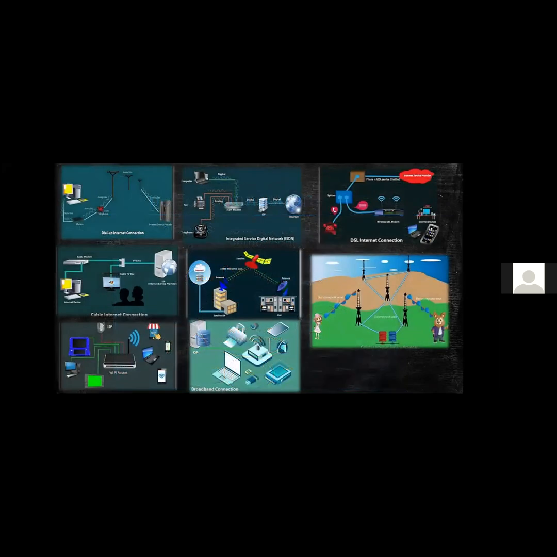Here you can see the images. The first one is the dial-up internet connection, where the service provider provides the data through a wired network which comes to a telephone line, which then goes to a modem and then comes to your screen. Second one is ISDN. ISDN is an integrated services digital network, an international communication standard for sending voice, video, and data over digital telephone lines. The third is DSL internet connection.